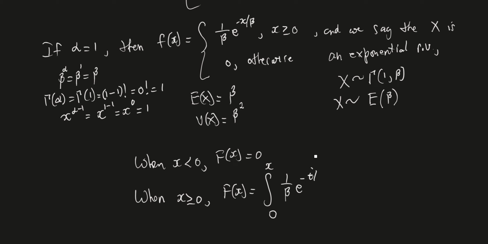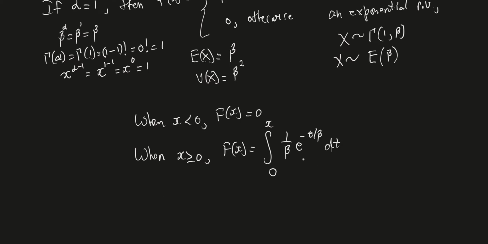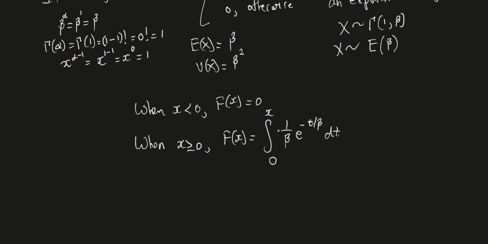That looks like an i, it should be a t. t over beta, and then this is dt, right? So no integration by parts is needed. I can factor out the 1 over beta, that's just a constant. And then let's think about the antiderivative of the e to the negative t over beta.